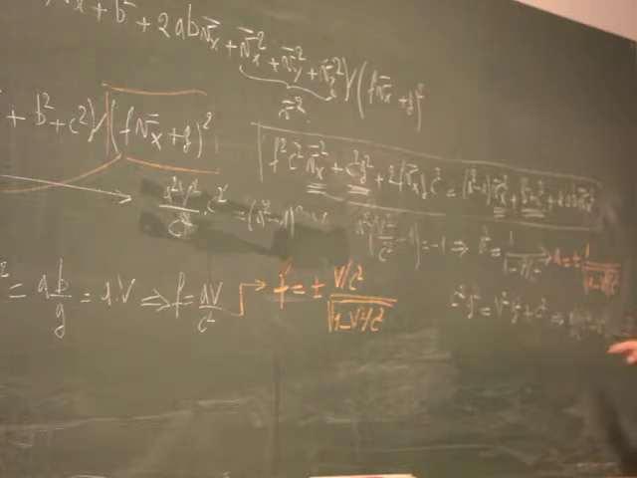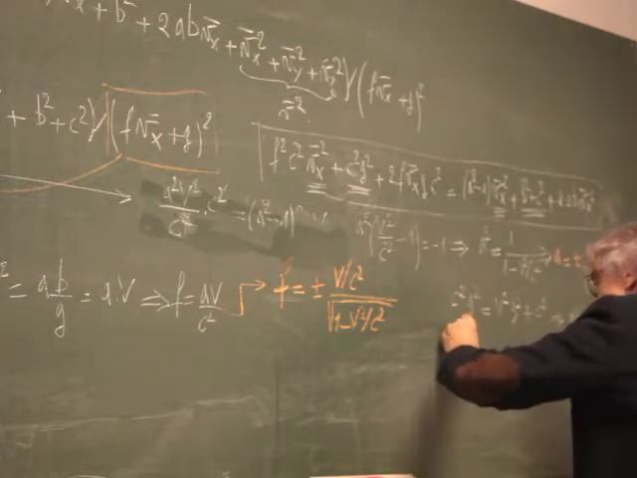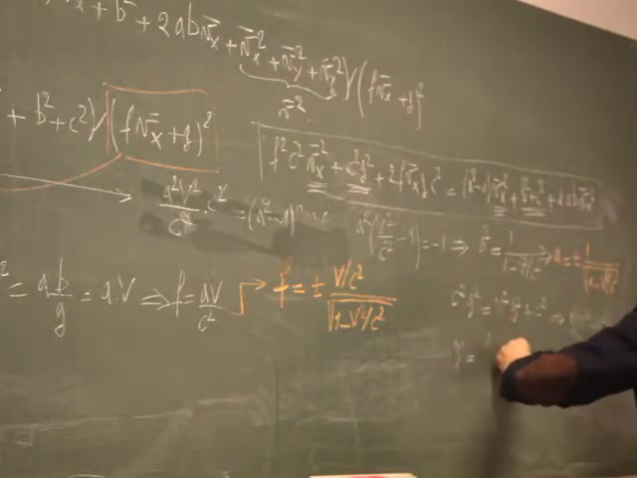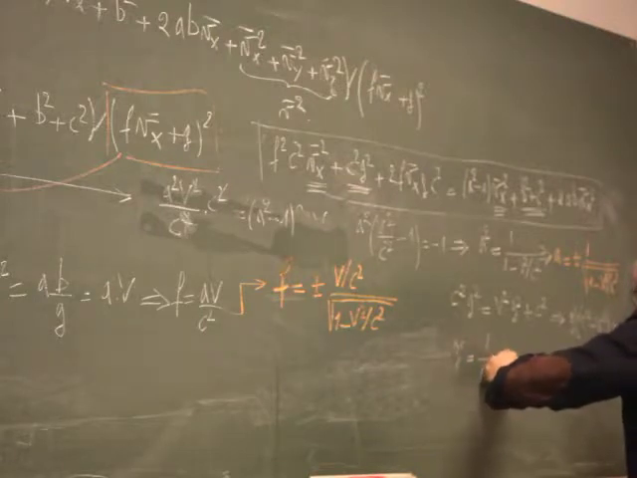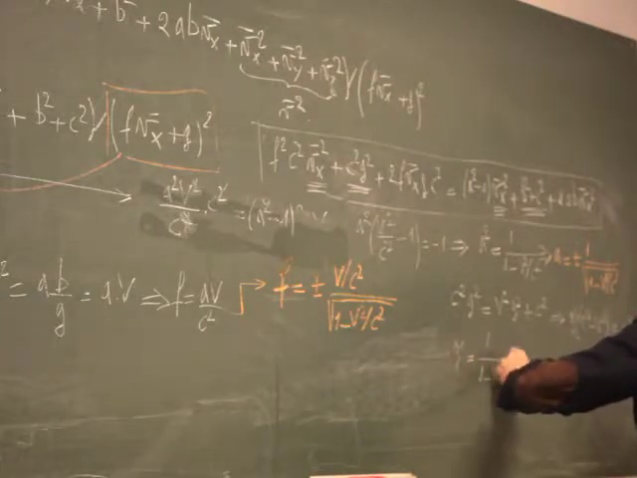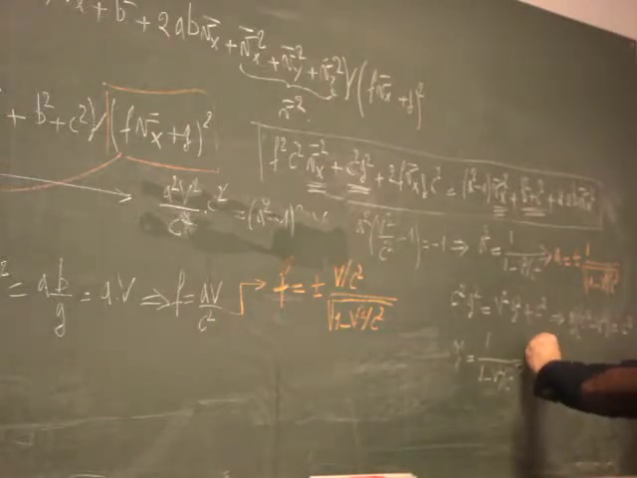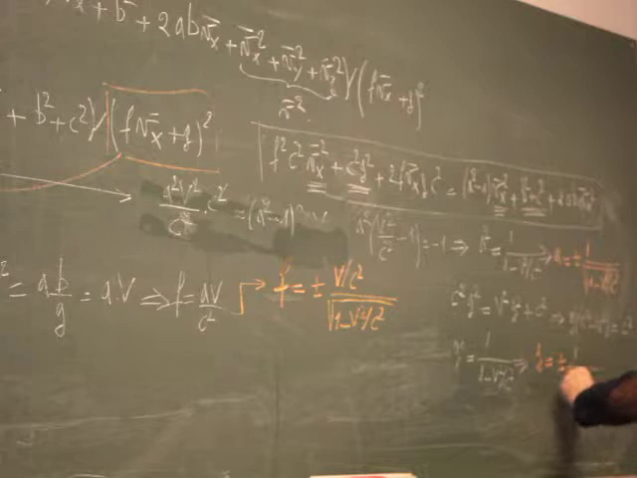So let's divide by c squared. I find that g squared is equal to 1 over 1 minus v squared over c squared. And finally, that the quantity g is equal to plus or minus 1 over the square root of 1 minus v squared over c squared.